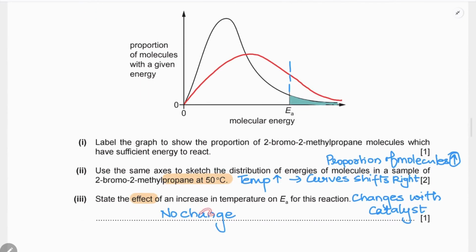State the effect of an increase in the temperature on EA, which is the activation energy for this reaction. There will be no change. Okay, so when we talk about the activation energy, while increasing the temperature, there will be no change. It only changes when a catalyst has been added. Okay, and this will give you 1, 3, 4 marks in total.